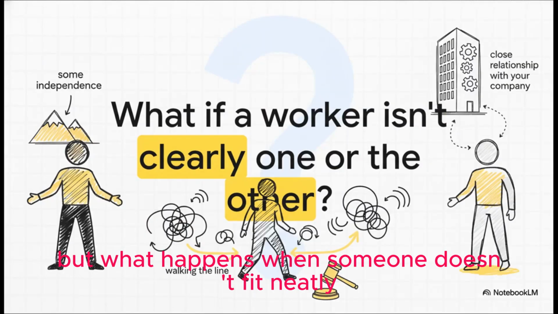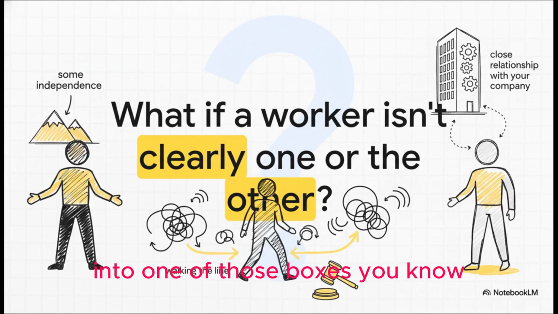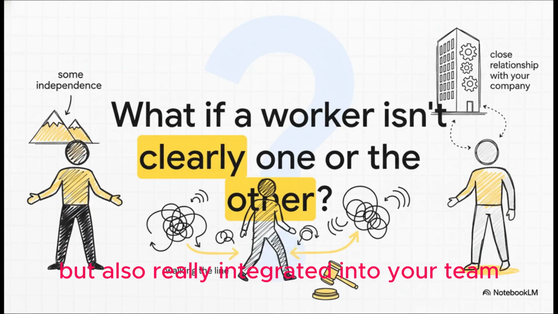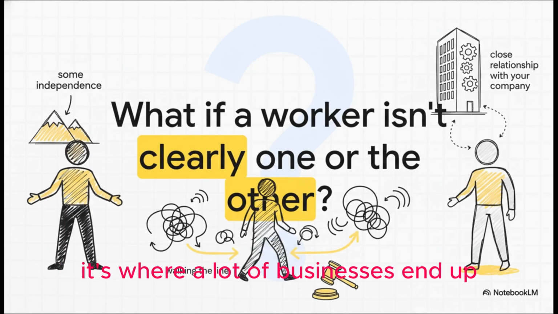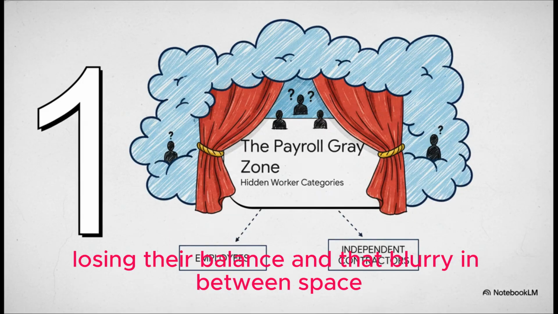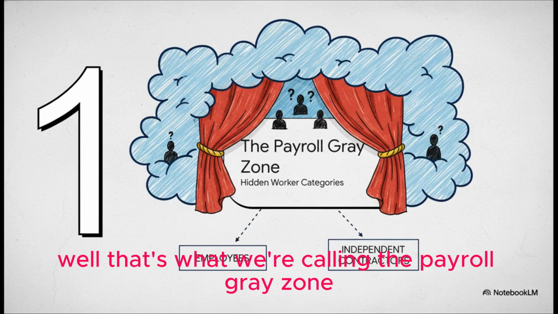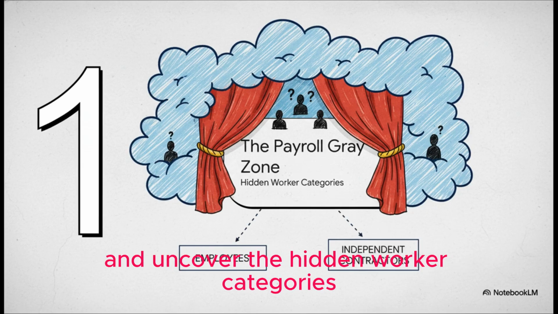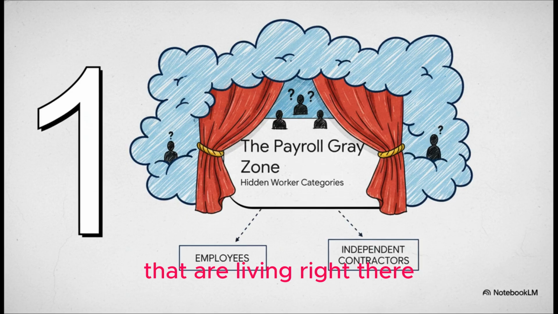But what happens when someone doesn't fit neatly into one of those boxes? You know, the person who's kind of sort of a freelancer, but also really integrated into your team. That's the tightrope. And honestly, it's where a lot of businesses end up losing their balance. And that blurry in-between space, well, that's what we're calling the payroll gray zone. So today, we're going to pull back the curtain and uncover the hidden worker categories that are living right there.